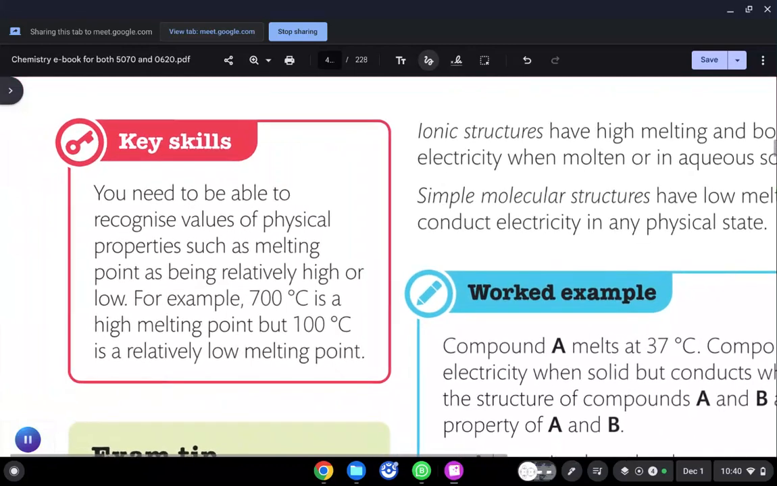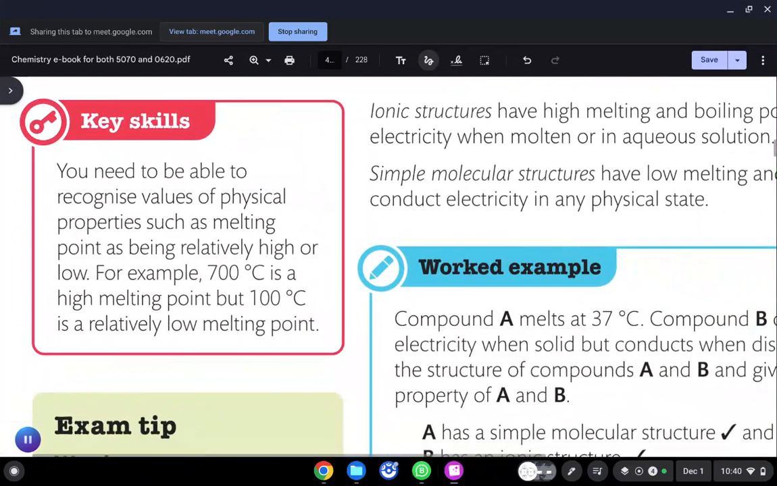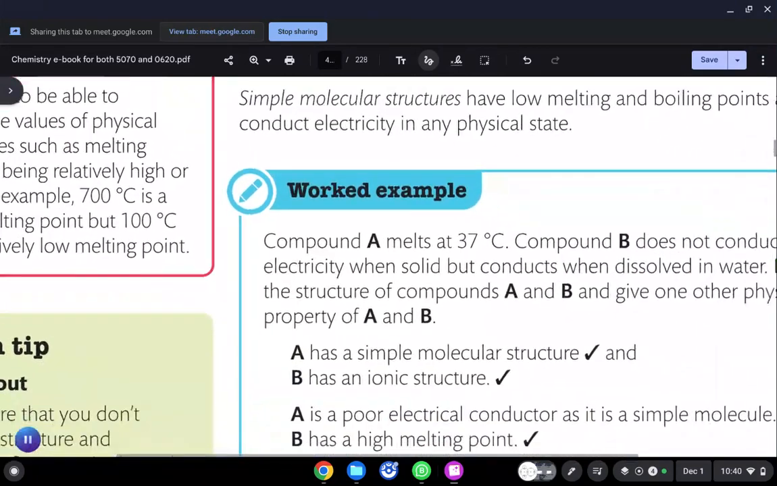Okay. The key skill: you need to be able to recognize values of physical properties such as melting point as being relatively high or low. For example, 700 degrees centigrade is a high melting point, but 100 degrees centigrade is a relatively low melting point. So we must know which temperature is low and which temperature is high.